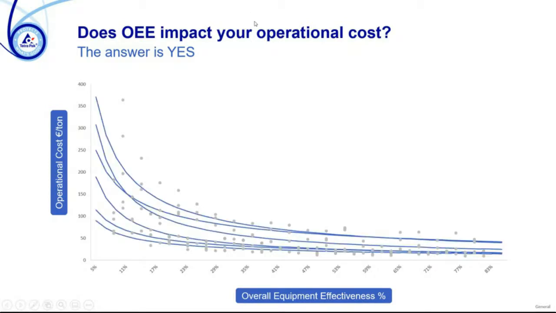Our data scientists have produced an empirical model that links OEE to operational cost. Using this model, we can estimate the level of operational cost that you are at for a given OEE level. The model is considering different parameters like different product types, different package sizes, and different labor or wage costs.